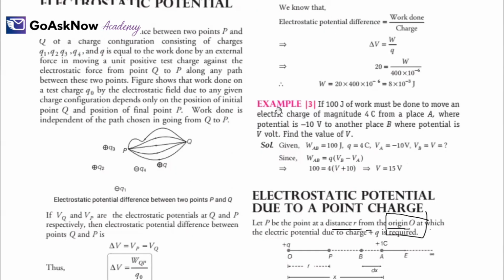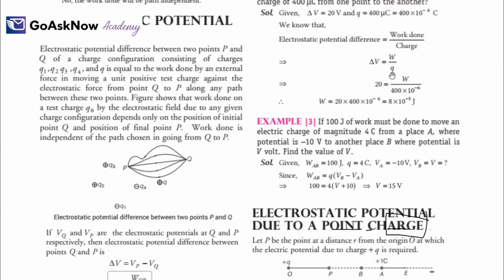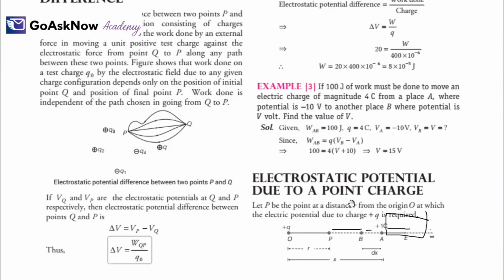Now example 3 is also there. This is also similar to the previous question, but here you have to find out the work AB by the formula Q delta V. Here also you apply the same formula, Q delta V. So the formulas are the same and the question is similar. I hope that you can do this by yourself.